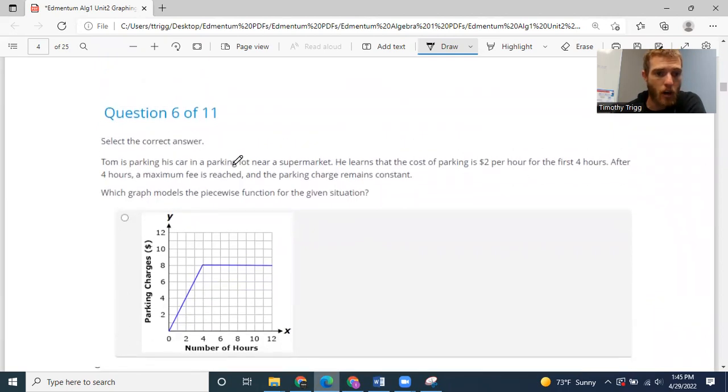Tom is parking his car in a parking lot near a supermarket. He learns that the cost of parking is $2 per hour for the first 4 hours. After 4 hours, a maximum fee is reached and the parking charge remains constant. Which graph models the piecewise function for this given situation? So $2 per hour until you've reached 4 hours.